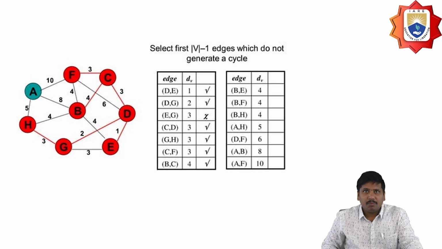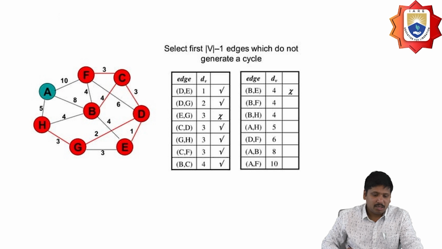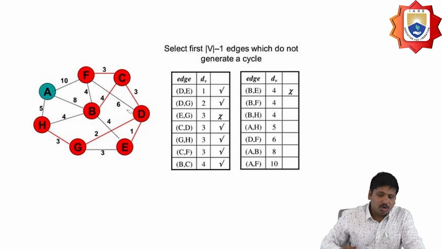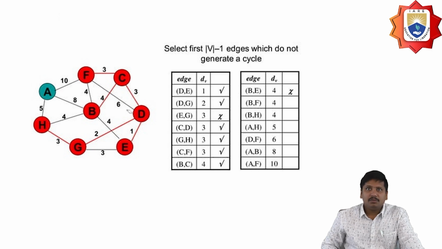So from this, the next minimum weight is BC. It is also not forming a cycle. Next one is BE. If I select this edge, it is going to form a cycle, so that's why it is not going to be included here. So it is also not going to be included.